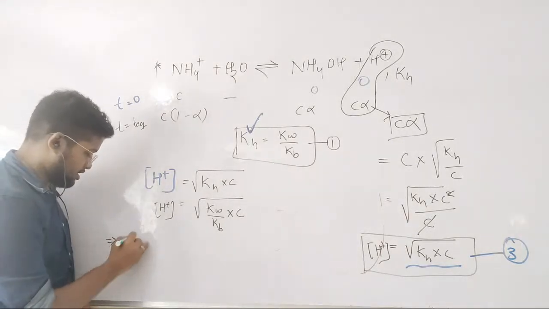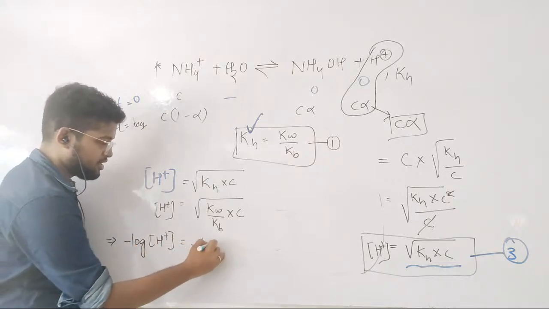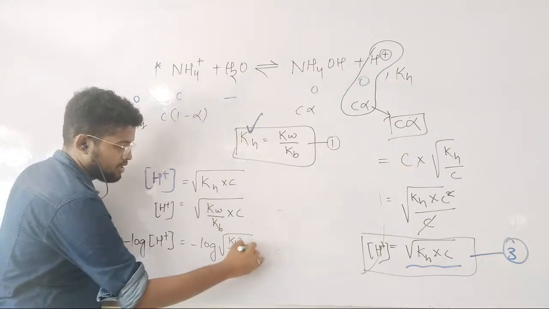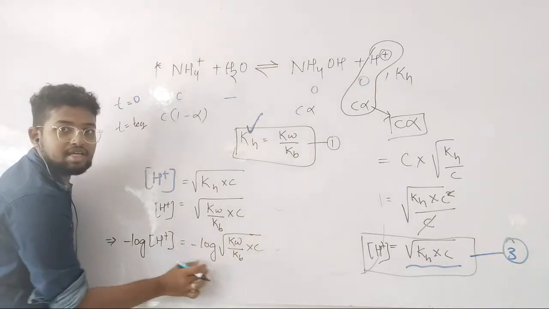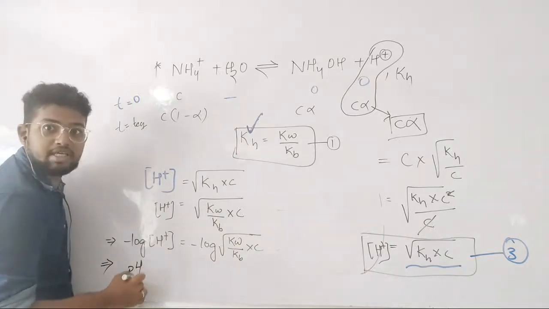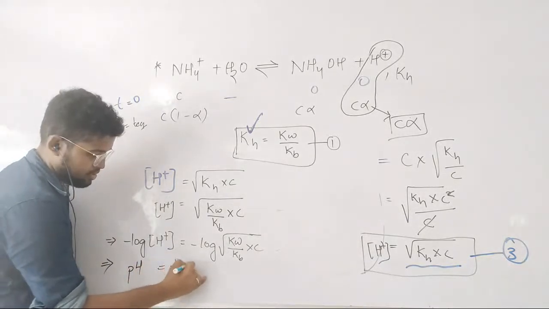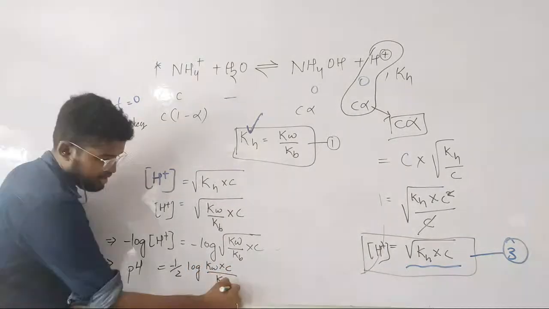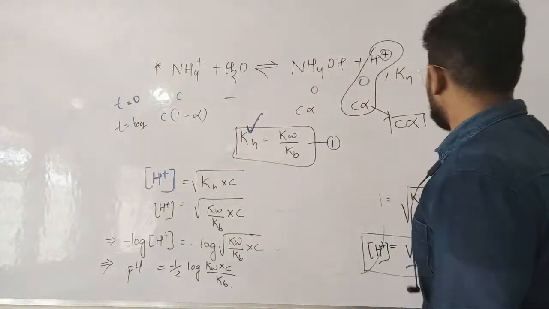So how to convert it into pH? Minus log H plus, right? Minus log H plus we can write, which will be converting it into pH. And this will be root over Kw by Kb into C. So can you do this? Can you take this root over as half and take it out? Yes. Can you write this minus log H plus as pH? And can you take this minus half out? Logarithm of Kw into C divided by Kb, right? Logarithm of Kw into C divided by Kb. So I am erasing all of this.